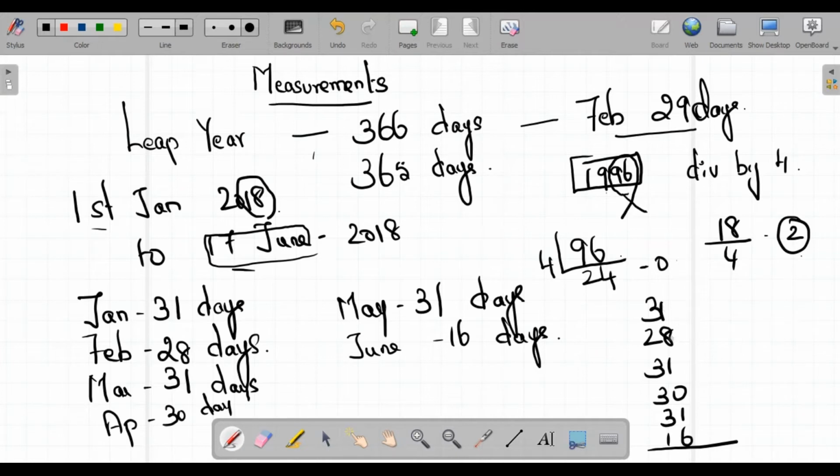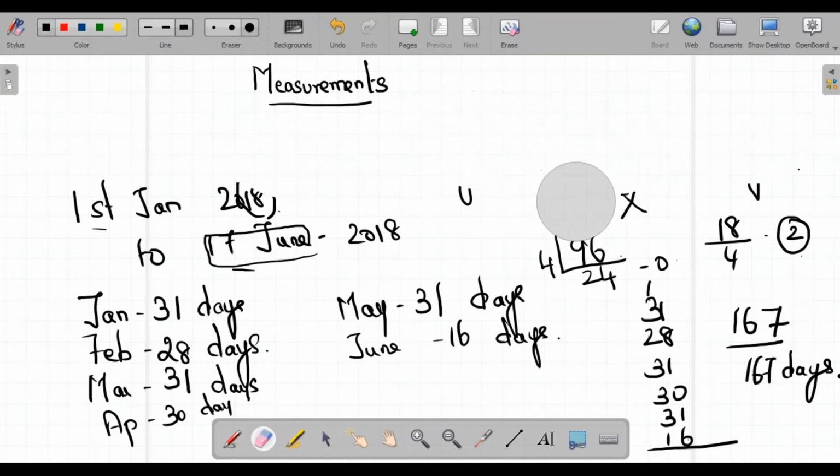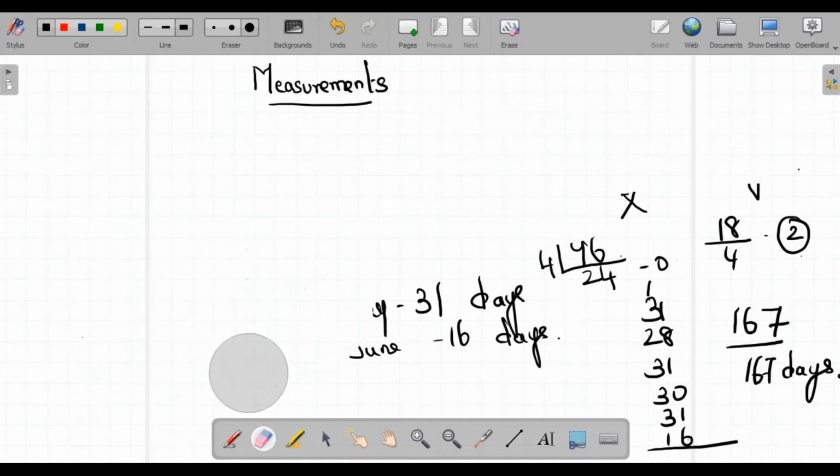It is 1 plus 8, 9, 9 plus 1, 10, 10 plus 1, 11, 11 plus 6, 17. I am putting a carry over here. 3 plus 1 is 4, 4 plus 2 is 6, 6 plus 3 is 9, 9 plus 3 is 12, 12 plus 3 is 15, 15 plus 1 is 16. So in between 1st Jan and 17th June of 2018, there are in total 167 days. So this is a good way how you can split up, measure and count the number of days in each month, and then add the total number of days.